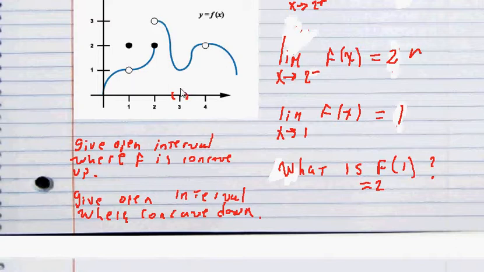Now let's give an open interval where the function is concave down. Well, how about this one? Let's take this one over here, so we're going to go from here to here. Well, the function is concave down. What does that mean? If I were to evaluate the second derivative at any point in this open interval, the second derivative would be negative.